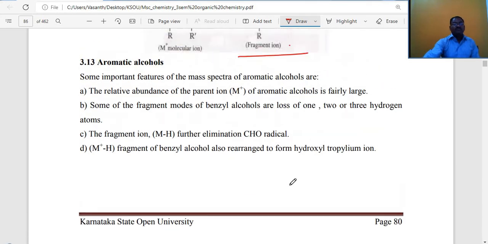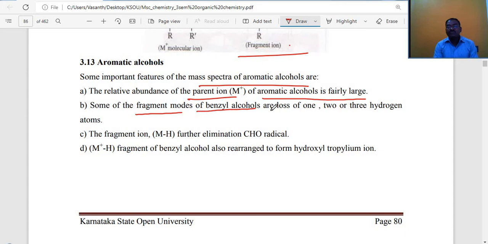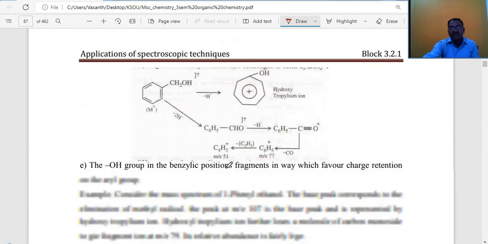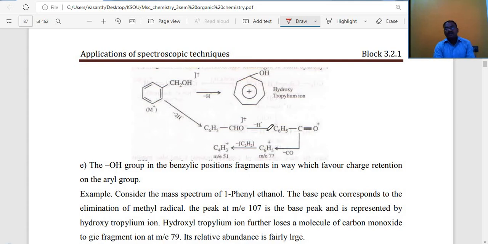Some important features of the mass spectra of aromatic alcohols: the relative abundance of the parent ion of aromatic alcohols is fairly large. Some of the fragmentation modes of benzyl alcohol are loss of 1, 2 or 3 hydrogen atoms. The fragment ion M-H undergoes further elimination of a CHO radical. The M-H fragment of benzyl alcohol also rearranges to form hydroxy tropylium ions. This is the hydroxy tropylium ion.